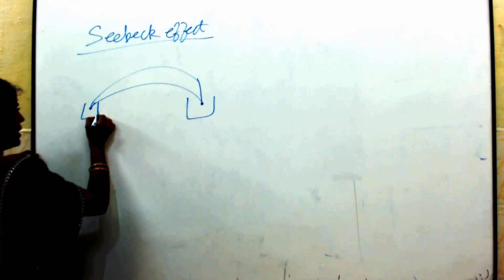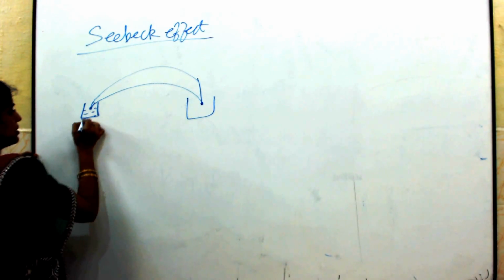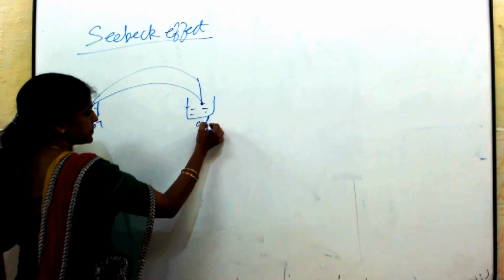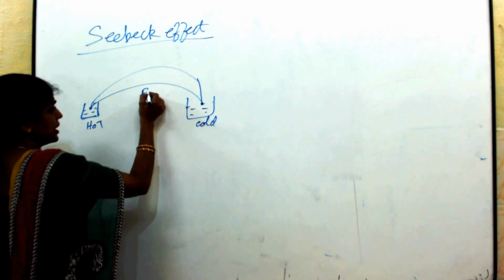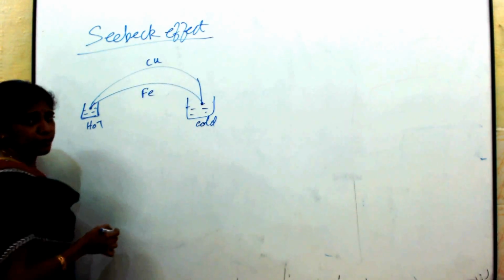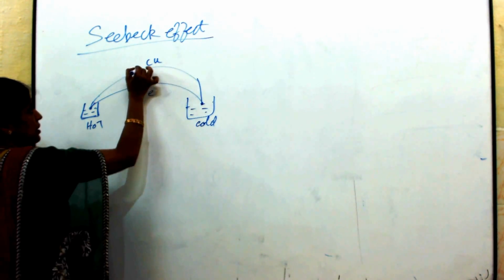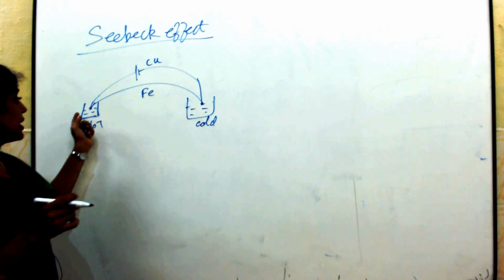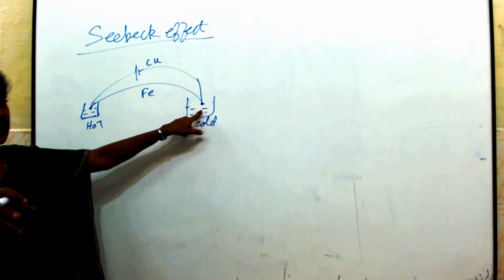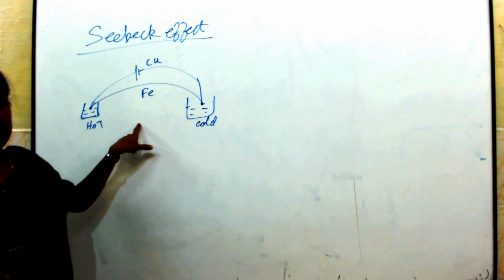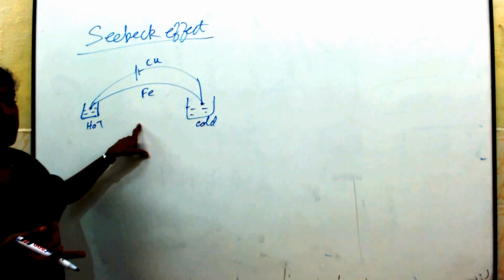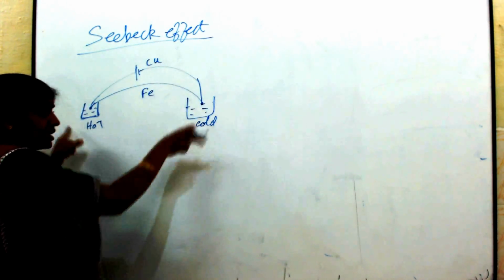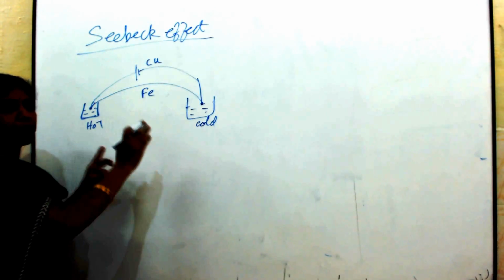Let this junction be hot and let this junction be cold. Let this one be made of iron and this one of copper. Now, when it is connected like this, he produced an EMF. We can see some current flowing in the circuit. This effect we call the thermoelectric effect, and this arrangement we call a thermocouple.